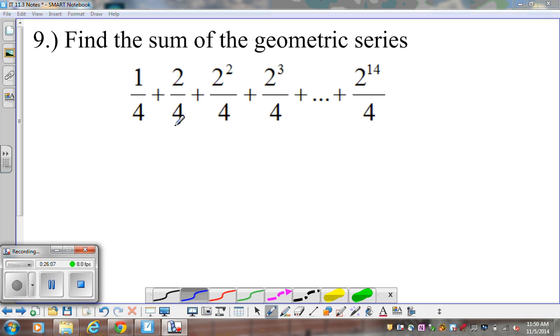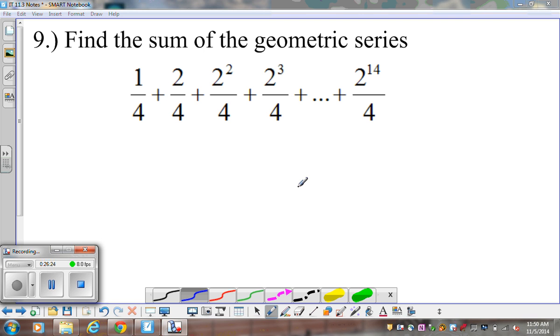Now this one's a little more difficult because they don't actually ask for a particular number of terms. So I don't actually know how many terms I have here. Notice it goes dot, dot, dot, and then it gives me this last term right here to stop at. So this is my first term, my second term, third, fourth, fifth, etc., etc.